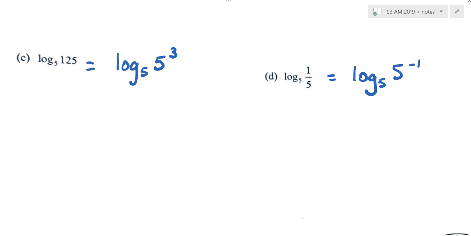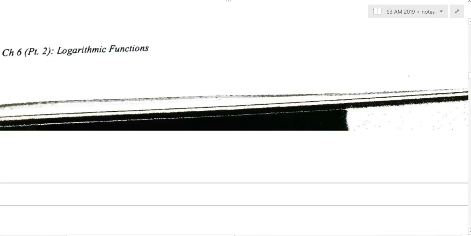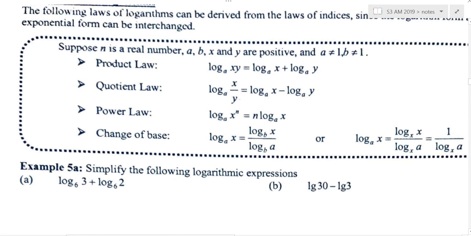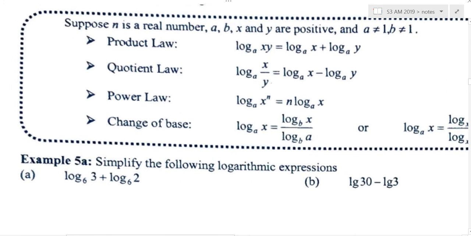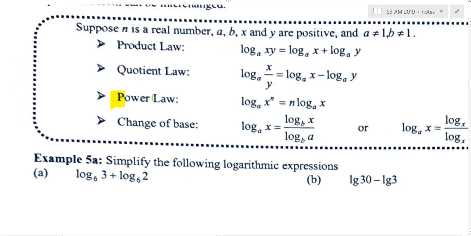All done? Okay, can you turn to the next page? First, then we come back. Can you highlight the power law? Do you see the power law? The third one. Okay, I'm going to go through this power law with you. Then after that, I'll go back to the previous question.